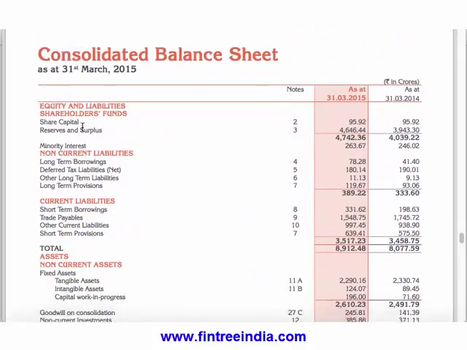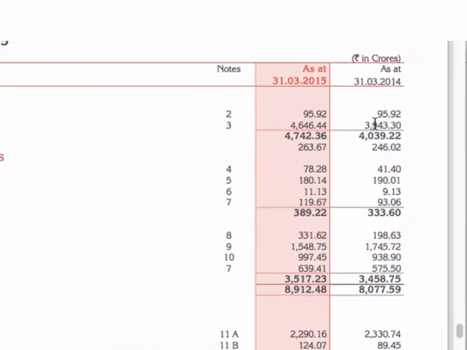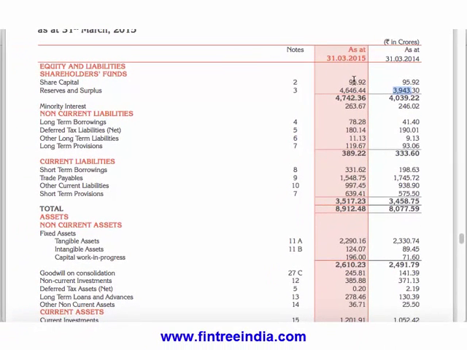Consolidated balance sheet. Rupees in crores. Share capital 95.92. Reserves and surplus 4646 and 3943. How is this share capital calculated, which is a part of the equity? How is this share capital calculated? Number of outstanding shares multiplied with the face value of the share.